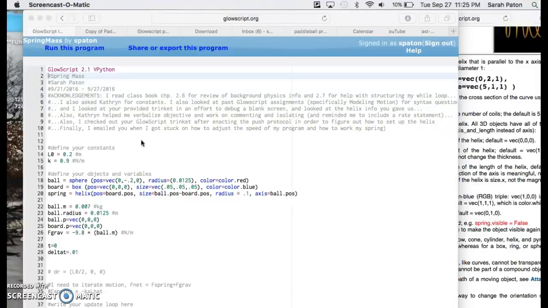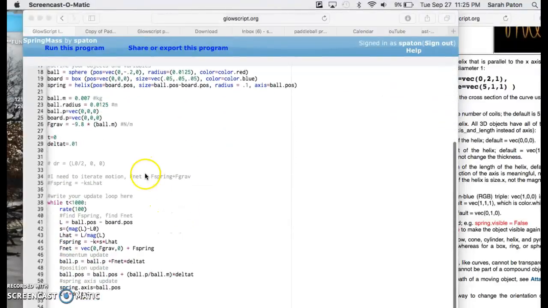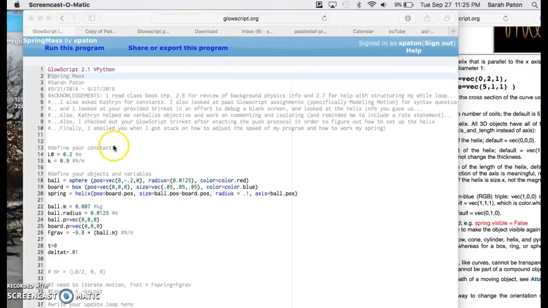So at first I started out and I felt like I had no idea what I was doing. So what I did was I first organized my steps in defining my constants, defining my objects and my variables, telling myself that I needed to iterate motion, etc. And my constants, as you can see, are L0 and k. L0 is the relaxed length of the spring, and k is a spring constant.